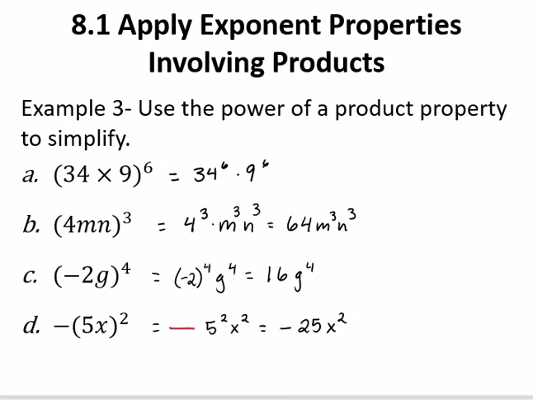Alright, so going over some of these solutions, make sure that you are distributing that exponent to every single piece of the product inside. So that does include the 4. Lots of people forget to include the 4 in that. They just distribute that exponent to the variables. So it is 4 cubed, m cubed, n cubed.